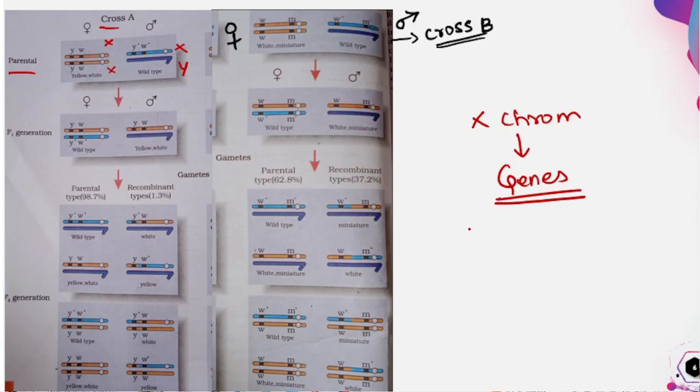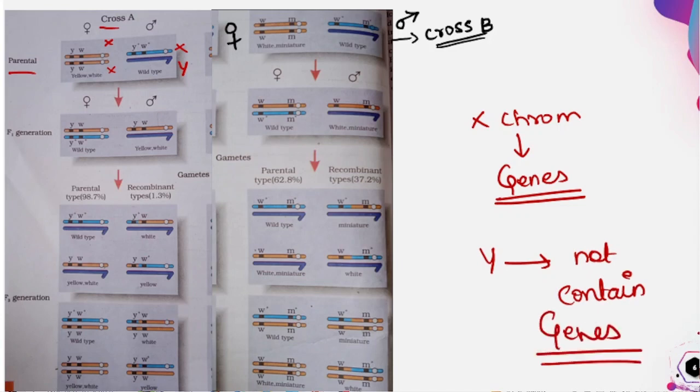So in the case of a male, the Y chromosome is not going to contain any genes. It is not going to contain genes that are responsible for any characters. See here. Now you are going to see here. Here you have two X chromosomes. So this XX chromosome will fuse with this XY chromosome.